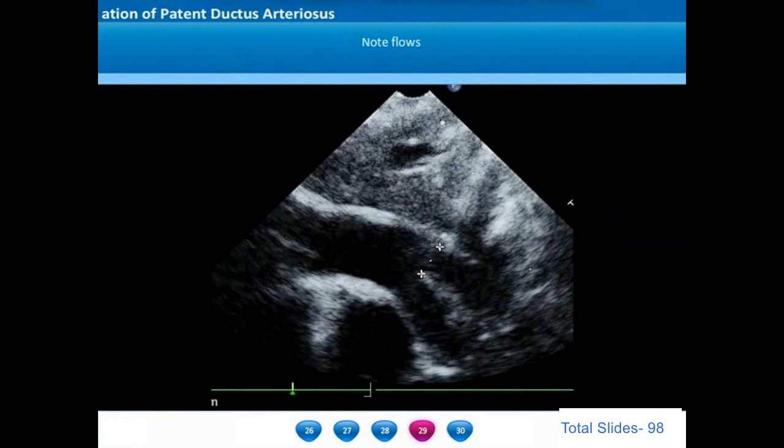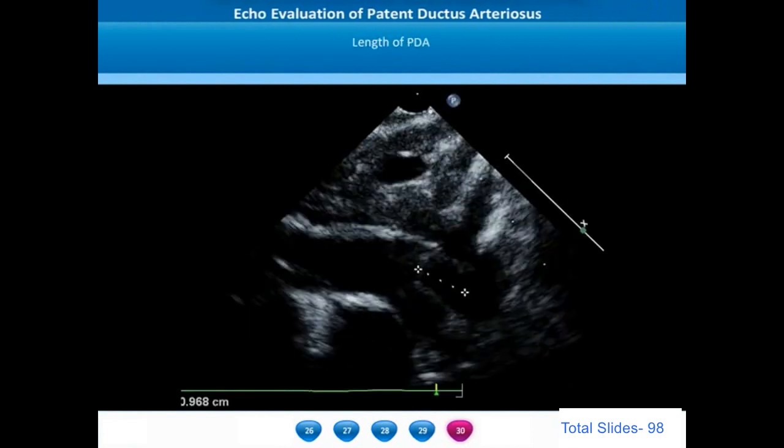Once we get the suprasternal view of the entire length of the ductus, then we freeze the frame and record the dimensions of the ductus in its widest dimension. This is a good view to measure the length of the ductus also.